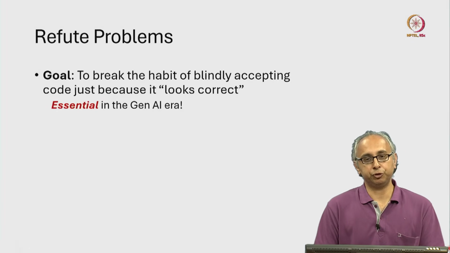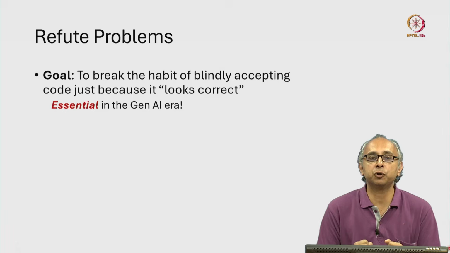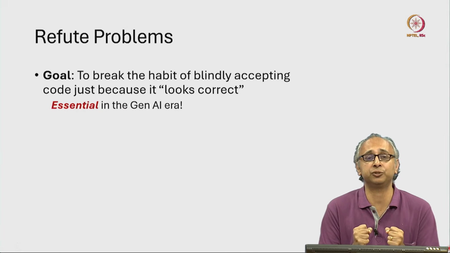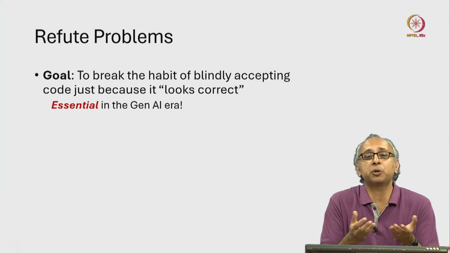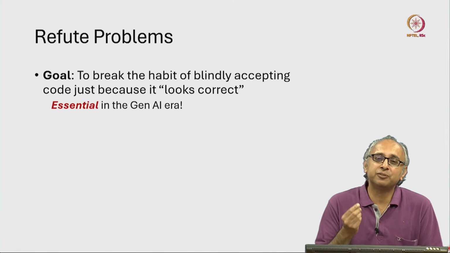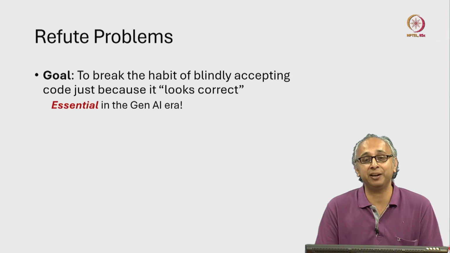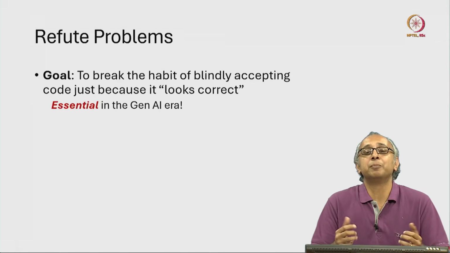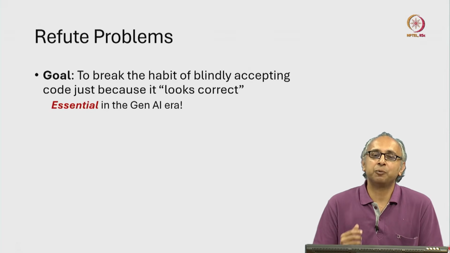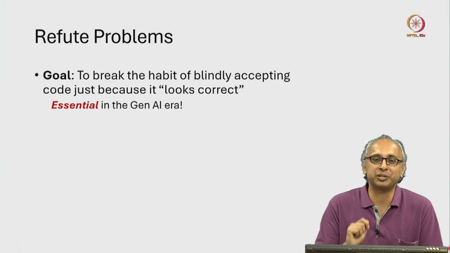Let us now introduce refute problems. As I said earlier, my goal is to help you break this habit, which is very easy to form, that just because the code looks right, it must be correct, right? This is very, very easy for us to do, especially in this generative AI era where our AI produces good-looking, well-written code. And we shouldn't just assume that because it looks correct, it is correct.